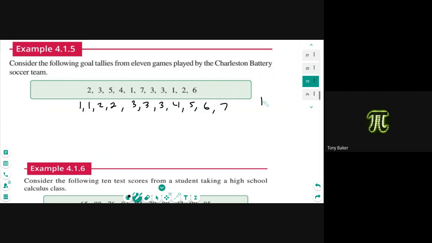So we have 11 here. Divided by 2 is 5.5. So we're going to count over 5 from the one side and 5 from the other side. Oh, I missed one. Hold on. And the one in the middle is my answer.